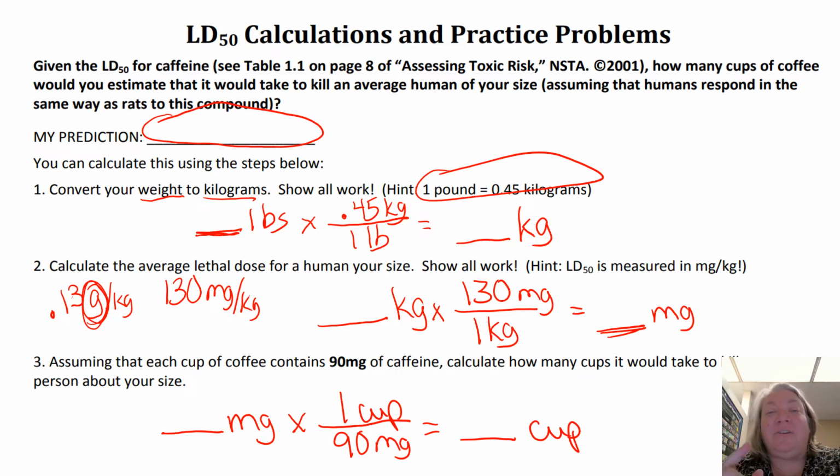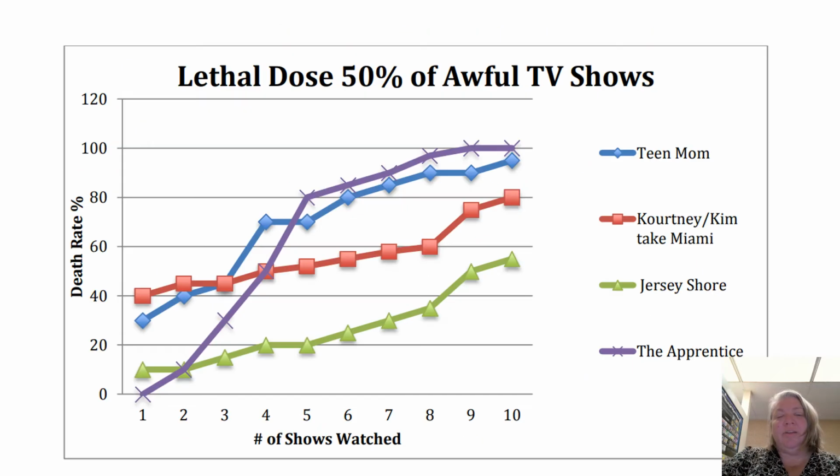Now, I do have a little bit on the next page of the worksheet also. The last page has this graph on it. What this graph is looking at is the lethal dose of awful TV shows. This is how you would actually figure out what the LD50 is for different shows. I know this is totally made up. You are not going to have an LD50 for just watching TV shows, but I thought it was kind of an interesting worksheet.